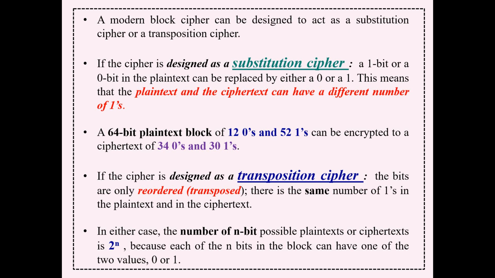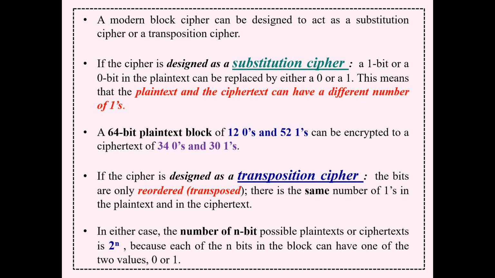This means that the plain text and the cipher text can have different numbers of 1s. Now the significance of this is very, very important. Although it is just a single line, just imagine accordingly. Or rather, I'll finish off the transposition, then I'll tell you the significance of it. So, for example, a 64-bit plain text which has 12 zeros and 52 ones can be encrypted to a cipher text with 34 zeros and 30 ones. This can be one of the possible combinations. As you can see, the number of zeros and ones the plain text has and the cipher text is having is different.